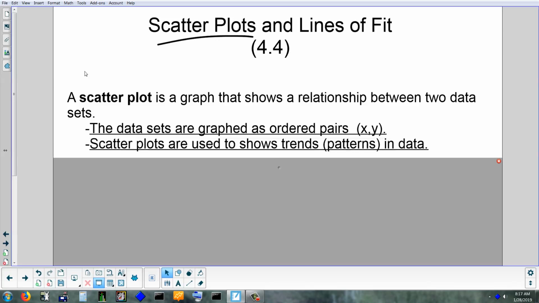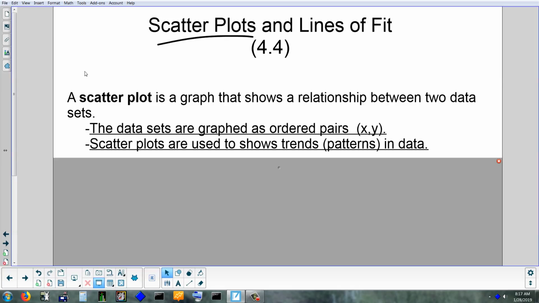And then once you graph them, on that second line, you want to put scatter plots are used to show trends or patterns in data. And there's different kinds of patterns. We'll talk about some names. Sometimes a pattern is strong, sometimes it's weak. Like you can say, oh yeah, there's a definite connection. Or sometimes you might be like, well, it looks like there's a connection some of the time, but not all of the time.